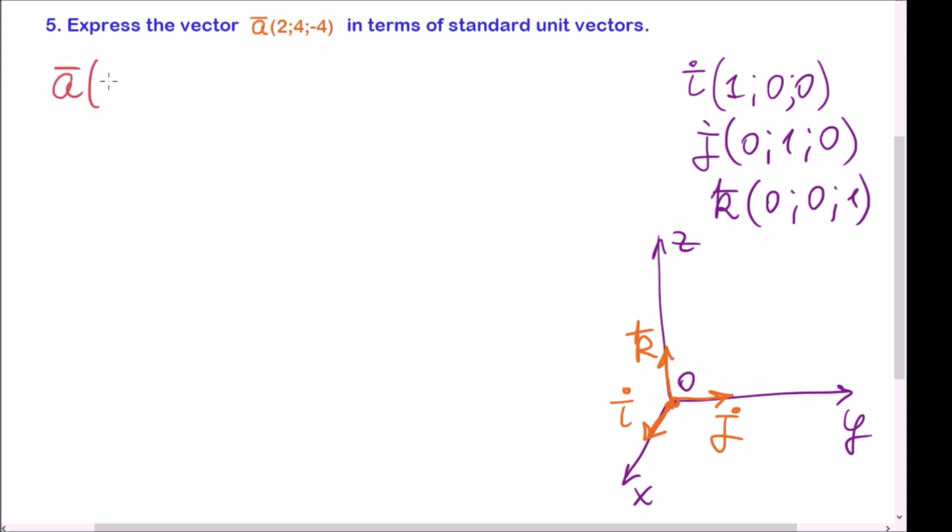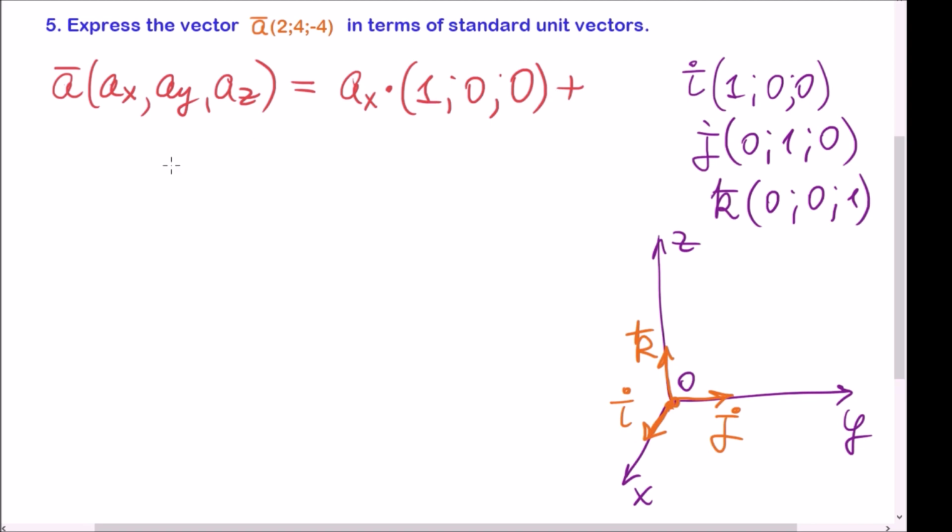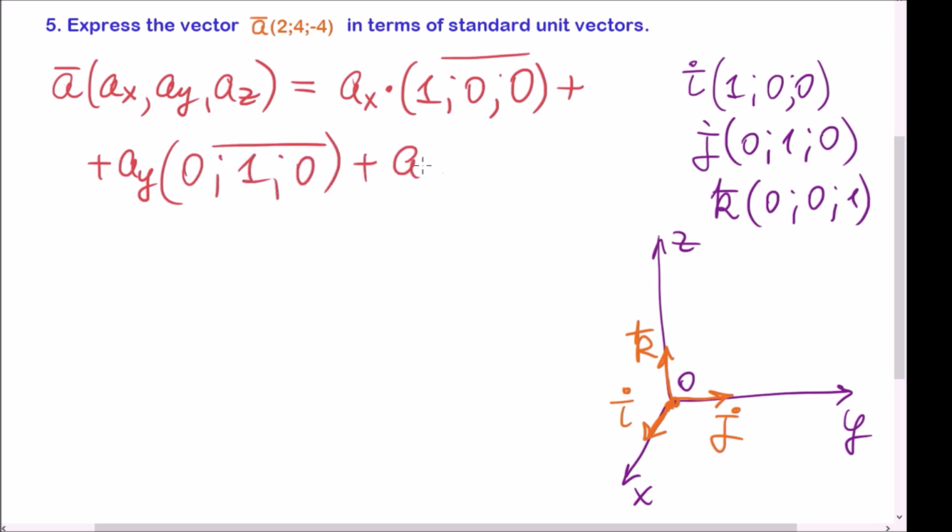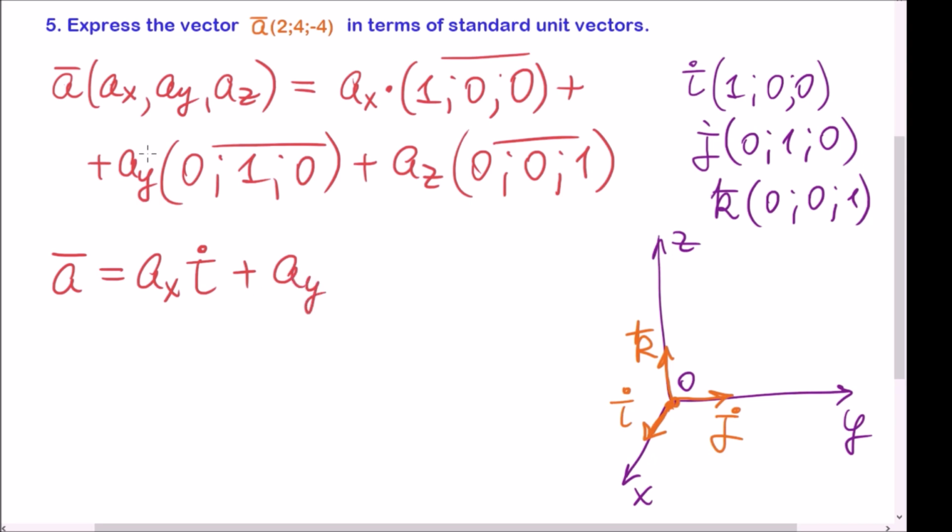Look, any vector A with the coordinates a sub x, a sub y, a sub z, we can rewrite in the form a sub x multiplied by 1, 0, 0 plus a sub y multiplied by the vector with the coordinates 0, 1, 0 plus a sub z with the coordinates 0, 0, 1. So vector A we can rewrite in the form a sub x multiplied by vector i plus a sub y multiplied by the vector j and plus a sub z multiplied by the vector k.